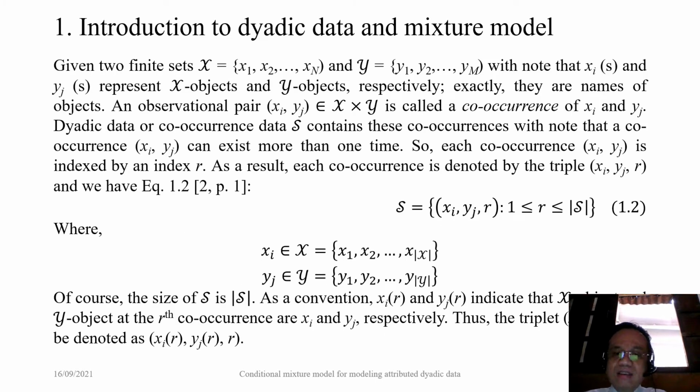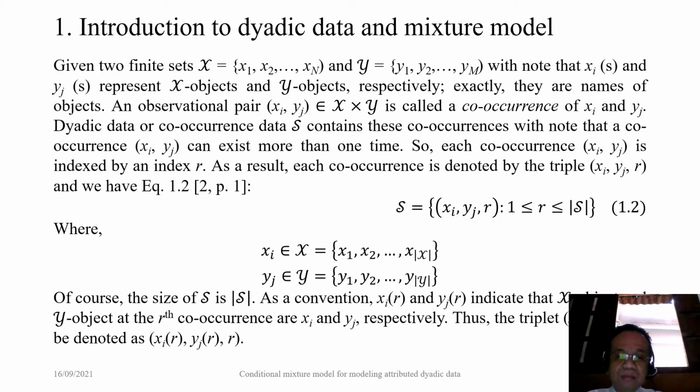Given two finite sets X and Y, with xi and yj representing elements of X and Y respectively, exactly, they are names of objects. An observational pair xi, yj is called the co-occurrence of xi and yj. Dyadic data or co-occurrence data D contains the co-occurrences. Note that a co-occurrence xi, yj can exist more than one time, so its co-occurrence is indexed by an index r. As a result, its co-occurrence is denoted by the triple xi, yj, r, and we have equation 1.2.